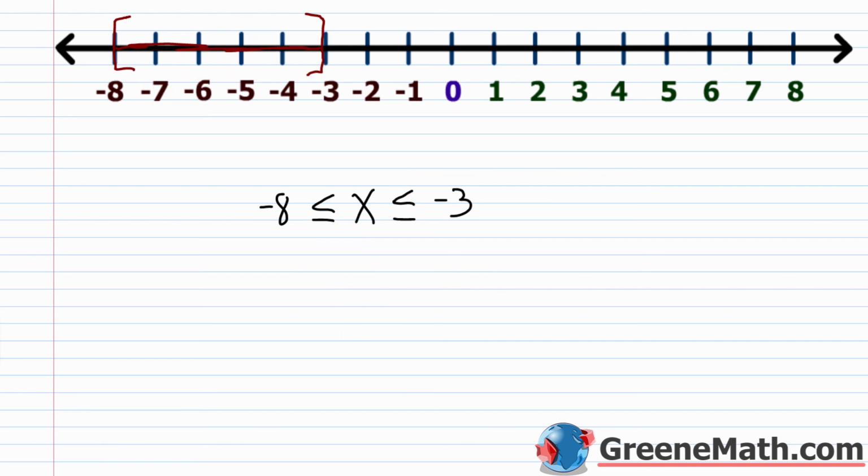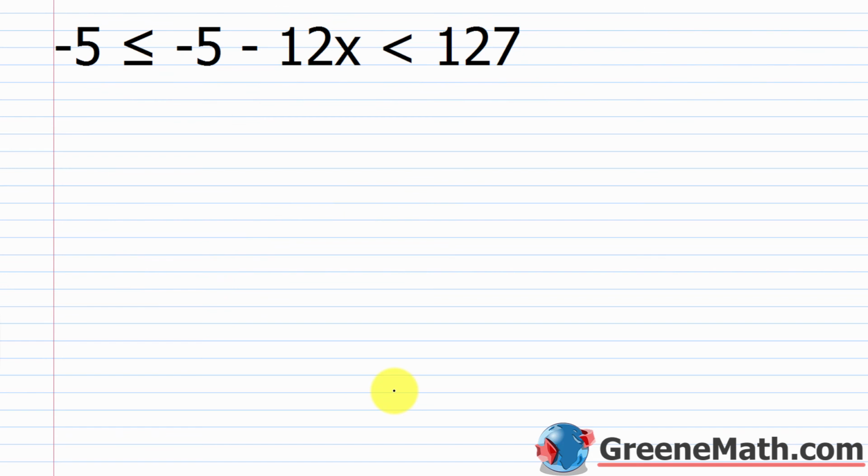Now for my interval notation, I would put negative 8 as the smallest possible value, and I'd use a bracket there, because negative 8 is included. And then I'd put negative 3 as my largest possible value, and then a bracket next to it again because negative 3 is included. All right, so let's look at one more problem.